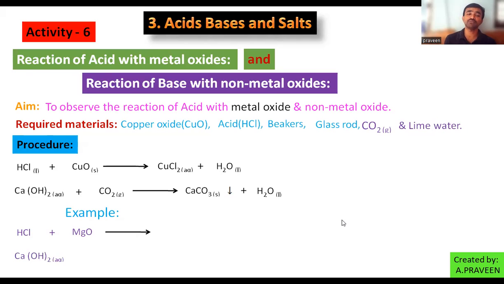Now I am taking calcium hydroxide and carbon dioxide. Already we have taken that, right? So one more example here. HCl reaction with lead oxide. Can you write the products? HCl and lead oxide. Products, please. By the reaction of HCl and lead oxide.